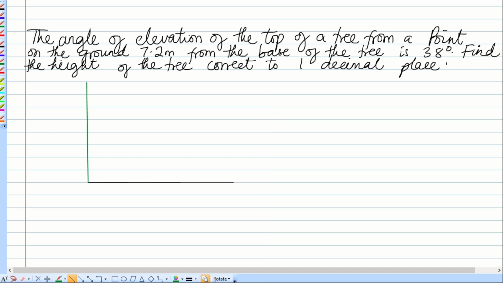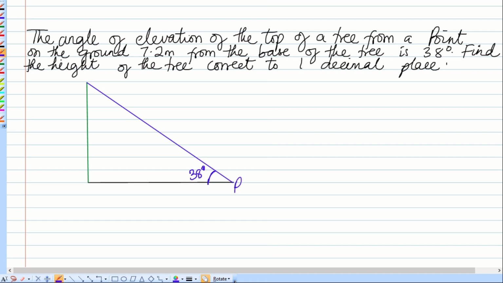Okay. And then it says the angle of elevation of a tree. That means we are trying to look up onto the tree from a point on the ground. Okay, so let the point on the ground be P. So we are at this point P trying to look up the tree, and they're saying that the angle of elevation, that means the angle we need to elevate our line of sight in order to see the top of the tree, is 38 degrees. So this angle here is 38 degrees.